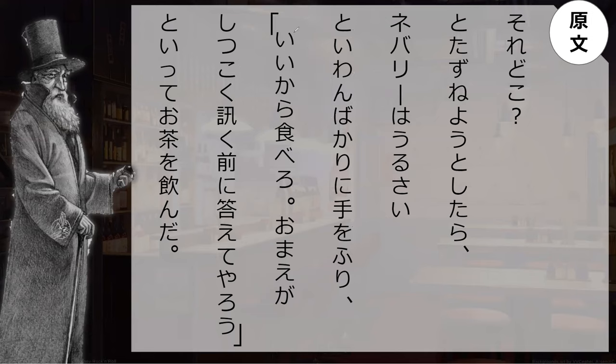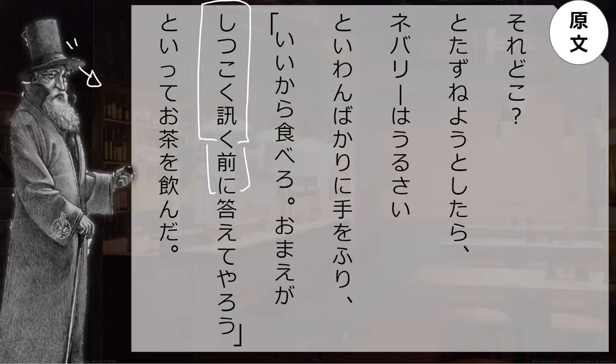You'll see this a lot in Japanese. Listen. Ikara, I mean, listen to me. Tabero, you eat. Omae ga shitsukoku. You are persistent. You persistently ask, kiku mae ni, kotaete yaro. What does this yaro mean? It's like ageru, but for like animals. He's talking down.